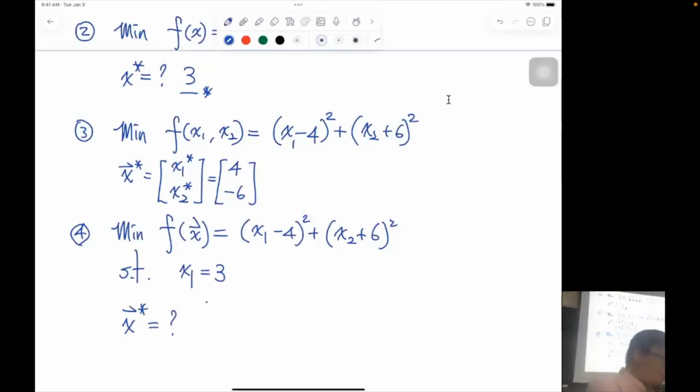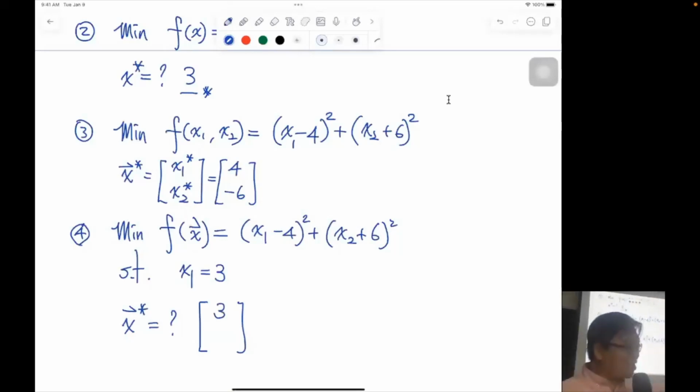It's a vector at the end. So what is the optimal for x1? Yes, you're right, because the constraint says x1 must be 3. So what is the optimal for x2? Yes, so the same. Yes, exactly.